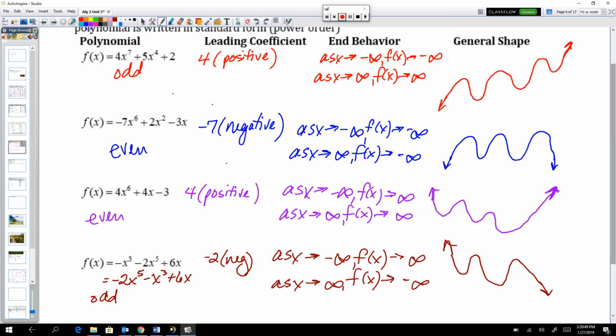The purple one is again an even degree. It's a power of 6 again, but this time the leading coefficient is positive.